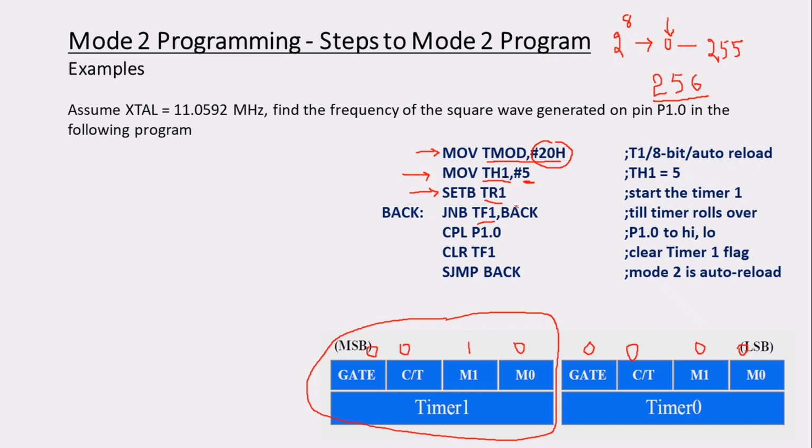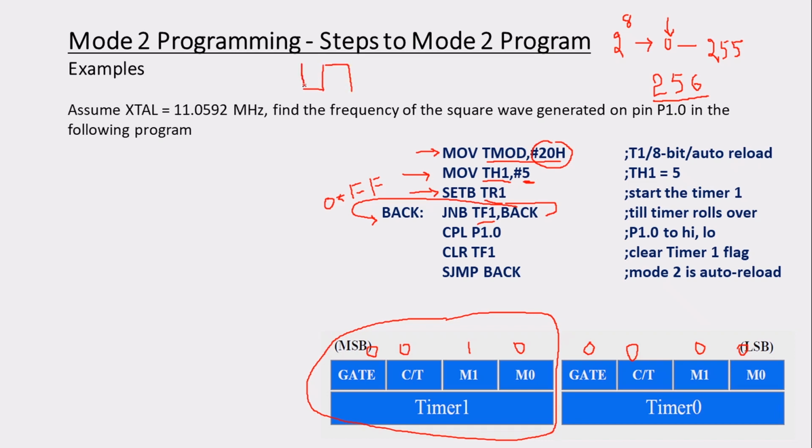So where actually should it roll back? It should come back to this, right? So this is going to be a loop. Once it reaches FF hex, it will roll back to 0, right? The TH register, the TL register. Once it rolls back to 0, the TF flag is being set, and then it will come out of that loop.